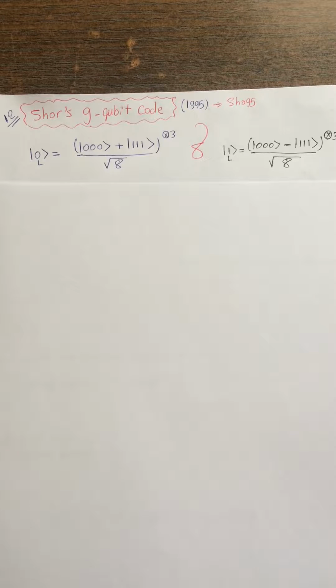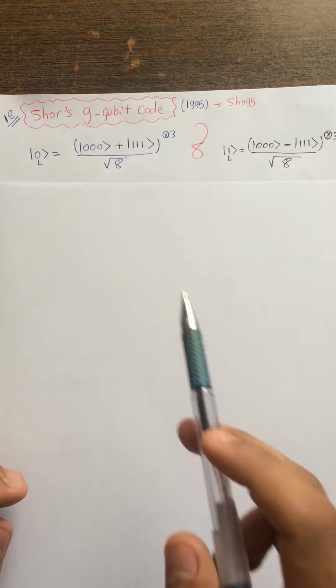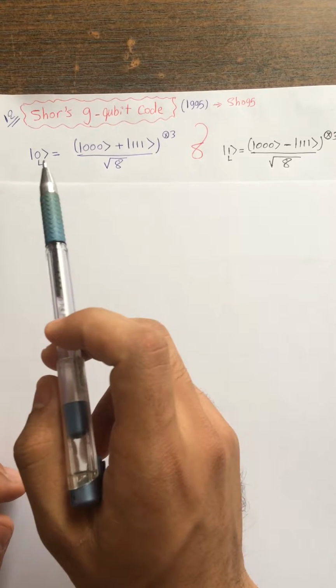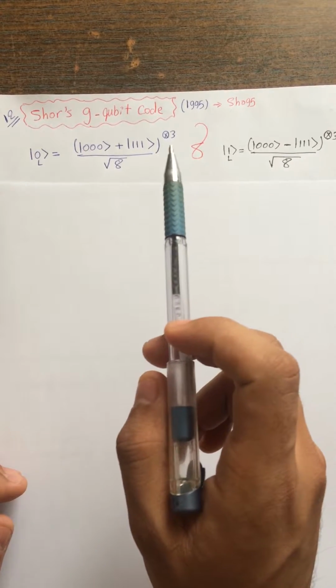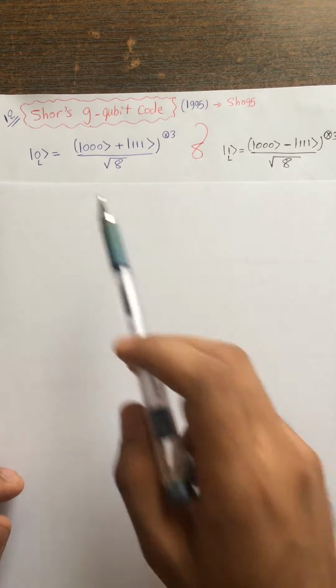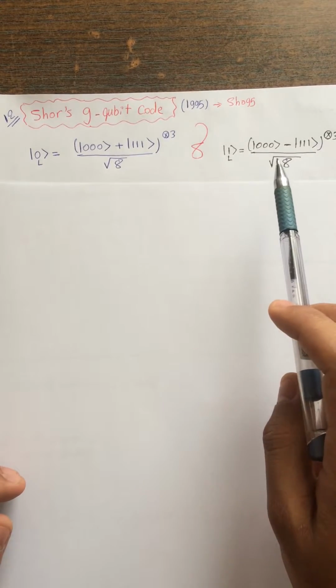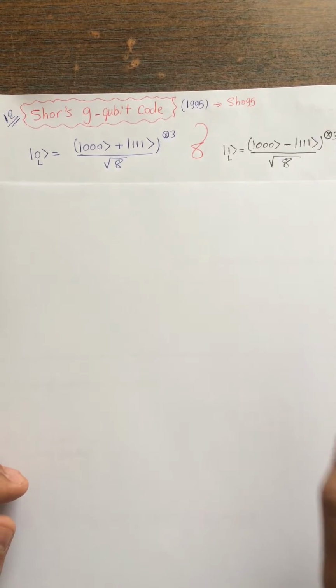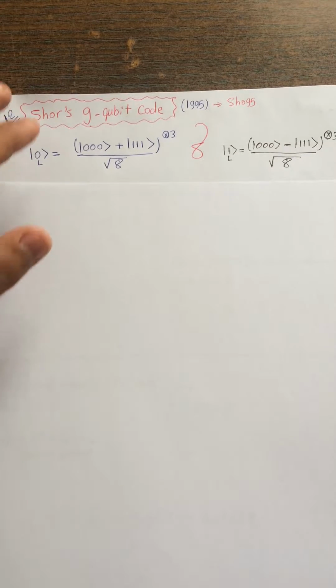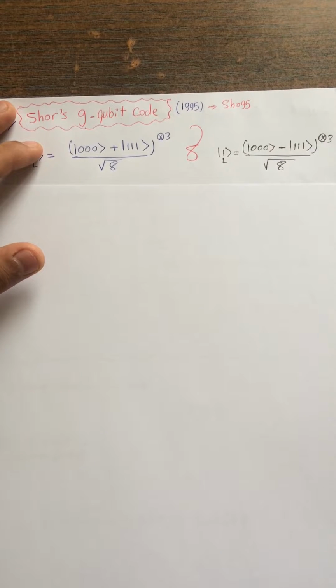The 9-qubit code consists of the following: you have the logical zero, a triplet state, a superposition state tensored 3 times, as you see, for the logical zero. And for the logical one, you have the triplet state, but with a minus sign, a difference, and also it's tensored 3 times, as you see.